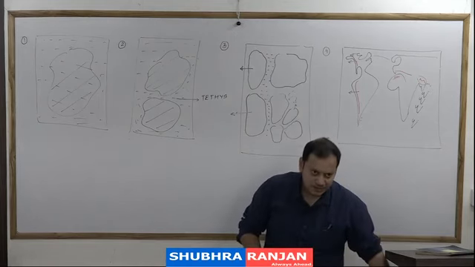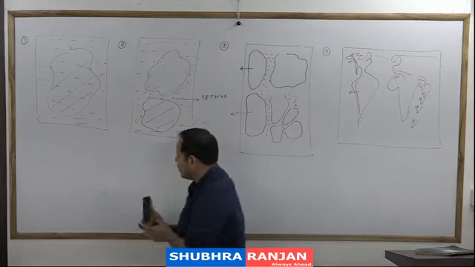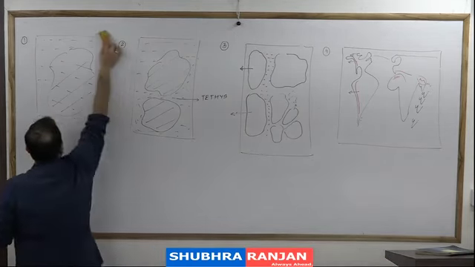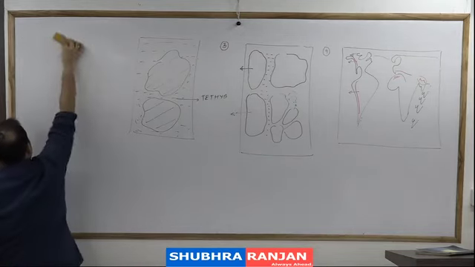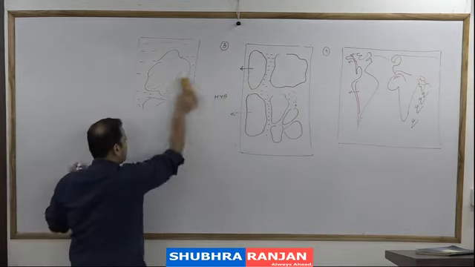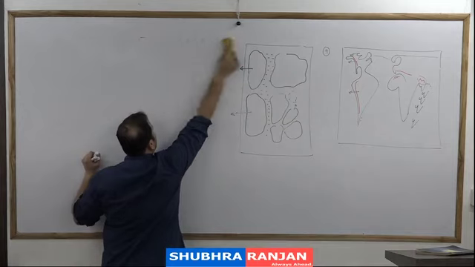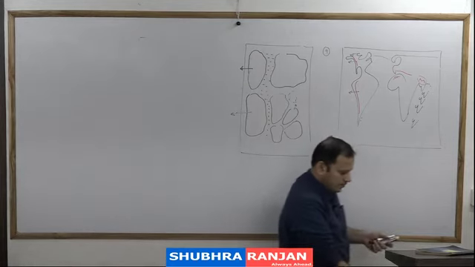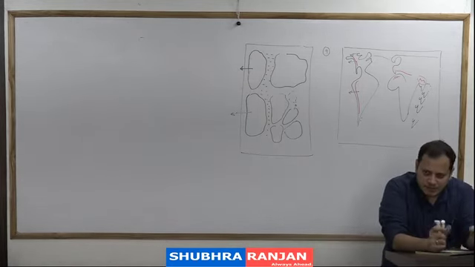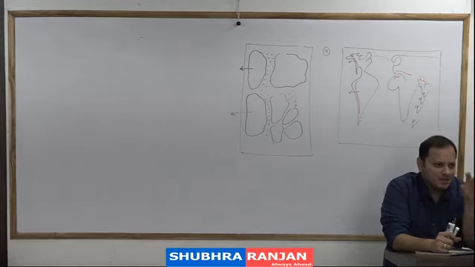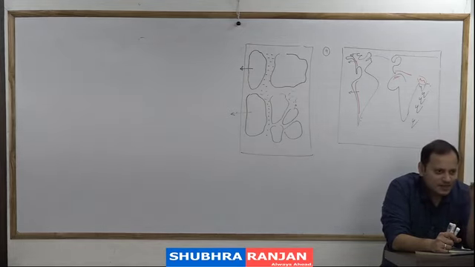The first assumption, Sial floats on the Sima. Sial is floating on Sima. Why is Sial floating on the Sima? Yesterday we have seen, because Sima is denser and Sial is lighter.